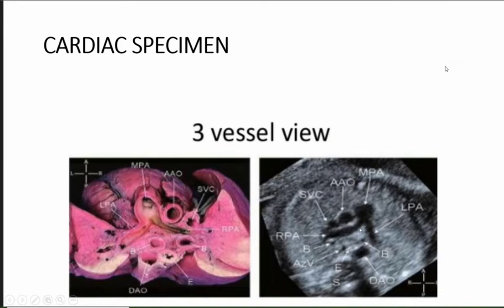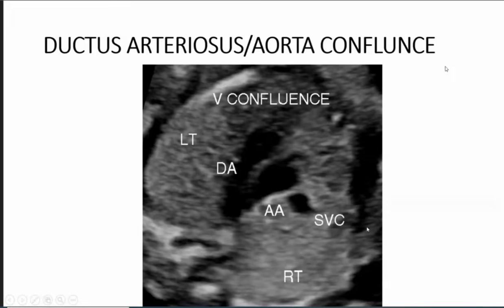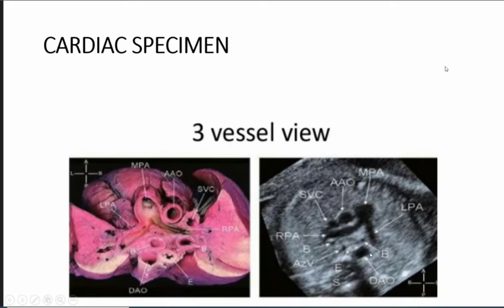So now from the 3-vessel view, we can just rotate the transducer a little bit to demonstrate the right branch pulmonary artery and left branch pulmonary artery. So the right branch pulmonary artery will go posterior to aorta and superior vena cava to the right lung, and left branch pulmonary artery will go to the left lung.